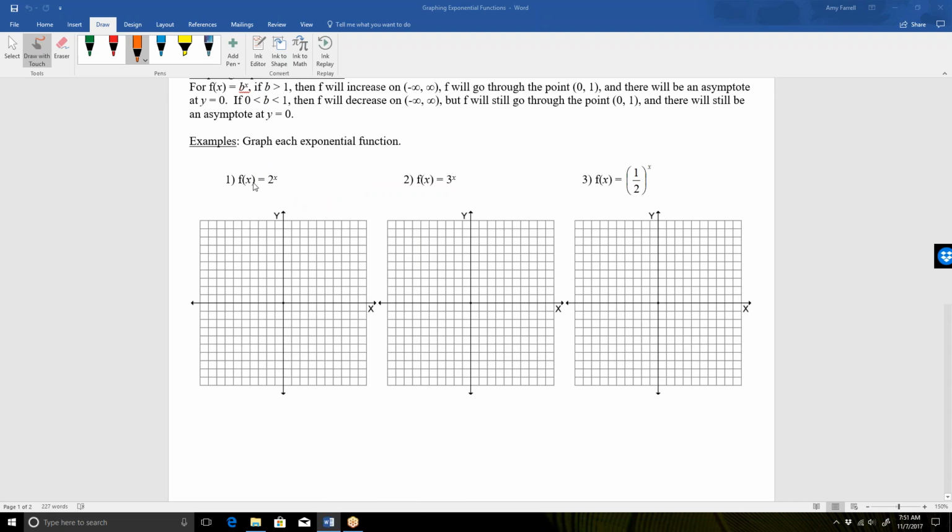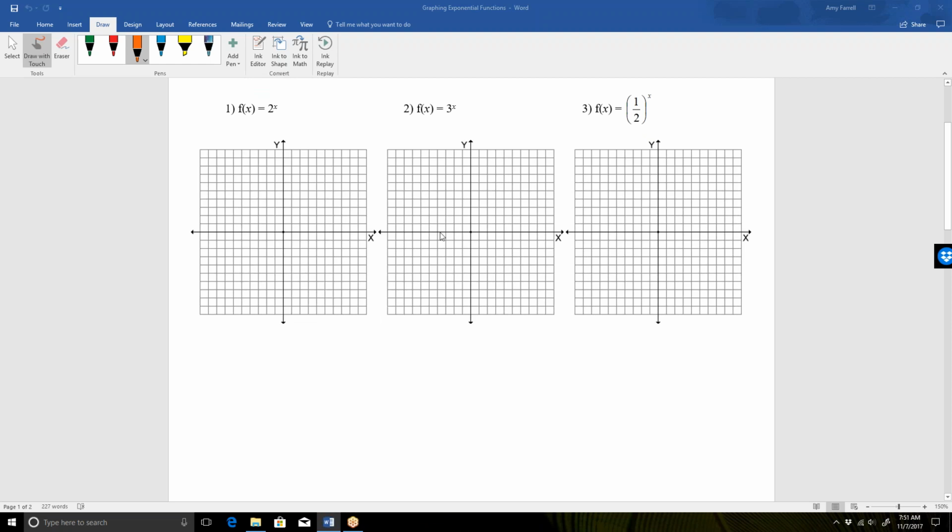Okay, so the three we're going to graph, we're going to look at f of x equals 2 to the x, f of x equals 3 to the x, and then we're going to see what happens when b is between 0 and 1, so a fraction. So this one is going to increase. It's exponential growth. This one's going to increase, but we're going to see this one is exponential decay. So it's going to actually decrease.